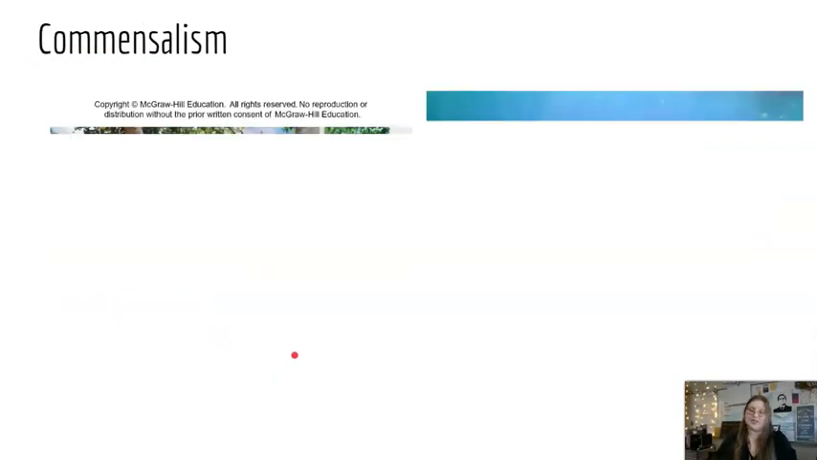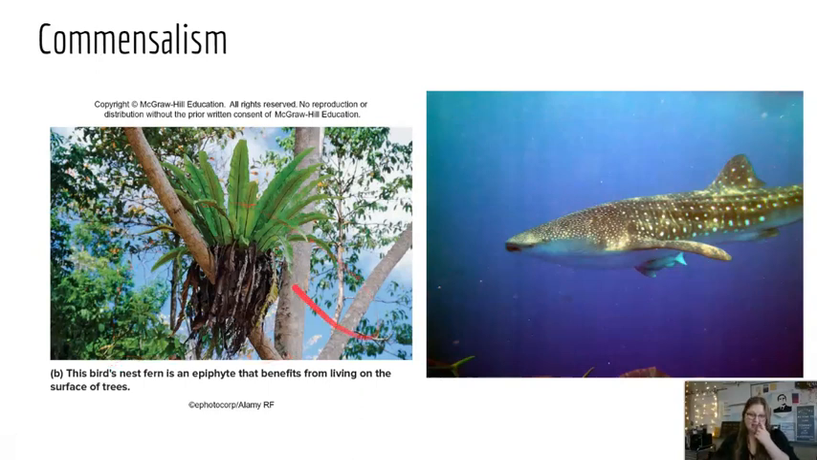It's a mutual relationship. So this is a bird's nest fern. It looks kind of like an ectoparasite, but it's not actually digging into that bark at all. It's just hanging out there. So this would be commensalism. The tree is not affected at all. It's not blocking any sites of photosynthesis because trees don't photosynthesize from their bark.